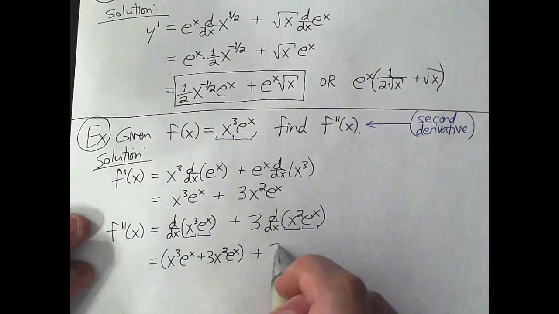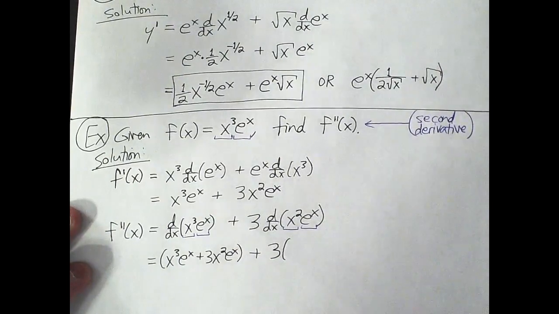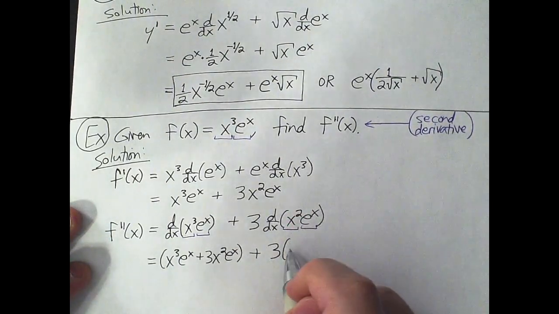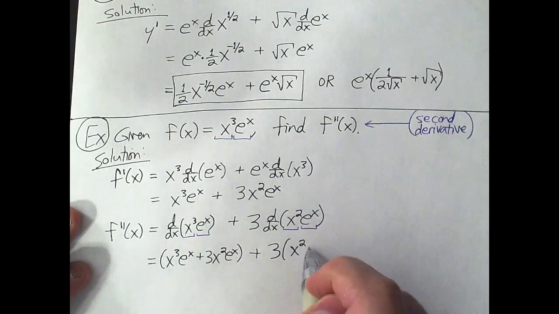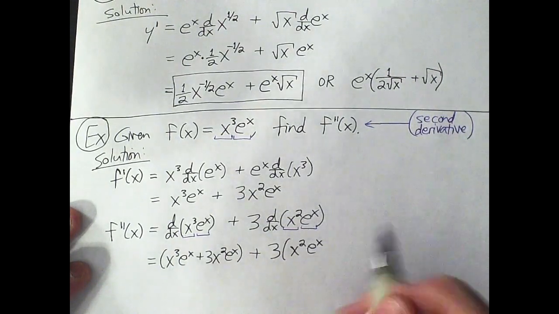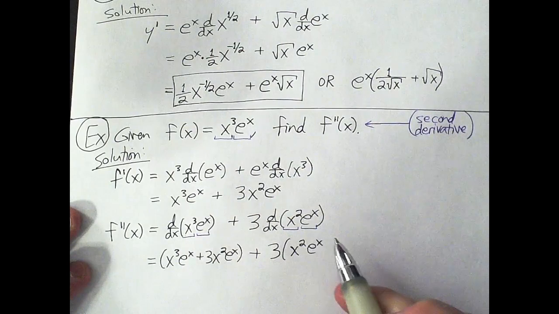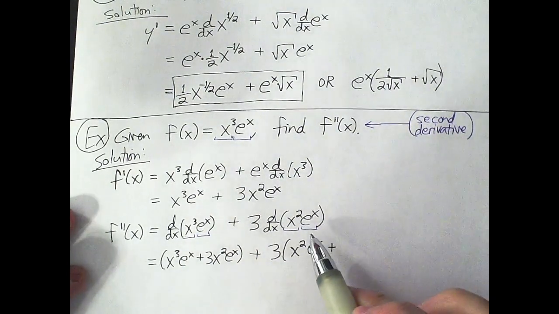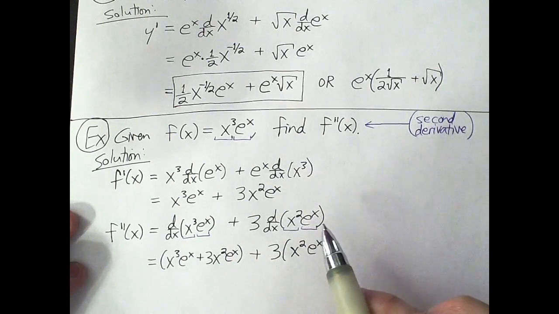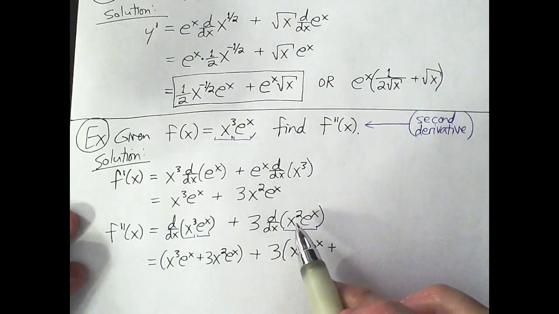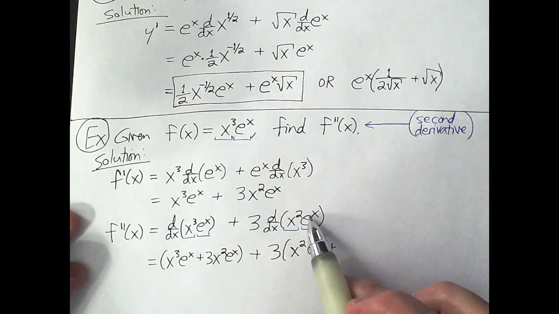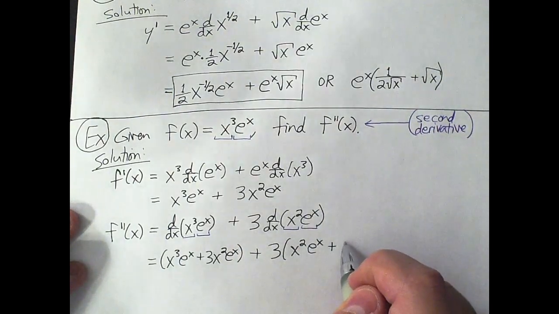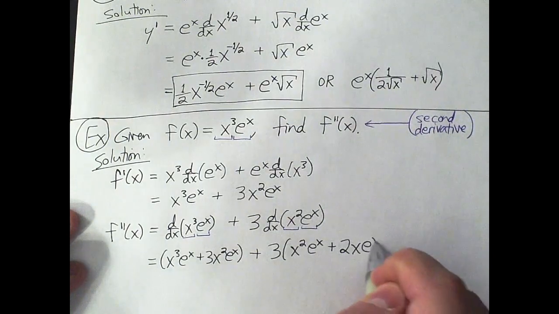I've got a 3 on the outside, so I'm going to put parentheses. And we want the first function times the derivative of the second one. I know the derivative of e to the x is e to the x. Plus, I'm just doing this in my head right now. I'm thinking second function times derivative of the first. So e to the x times 2x. I'm just going to put the 2x out front.